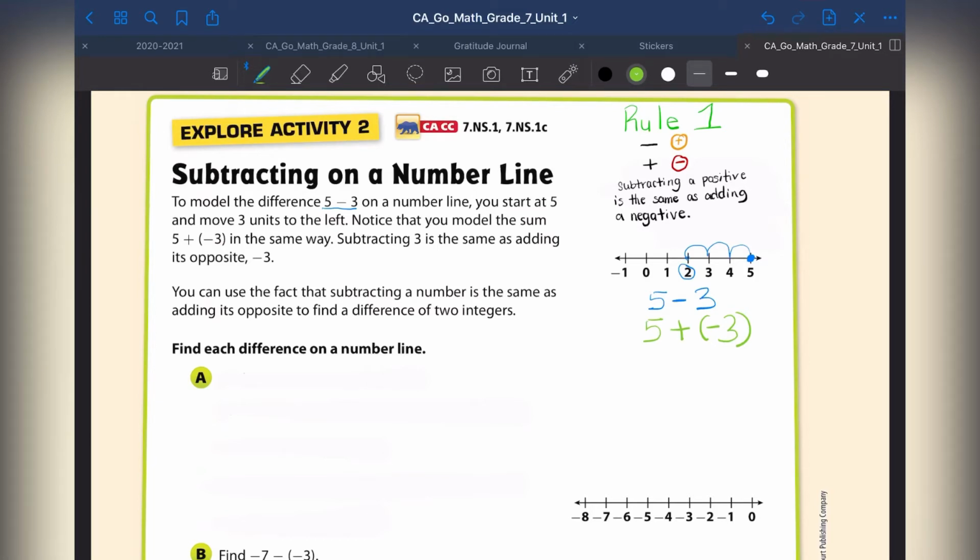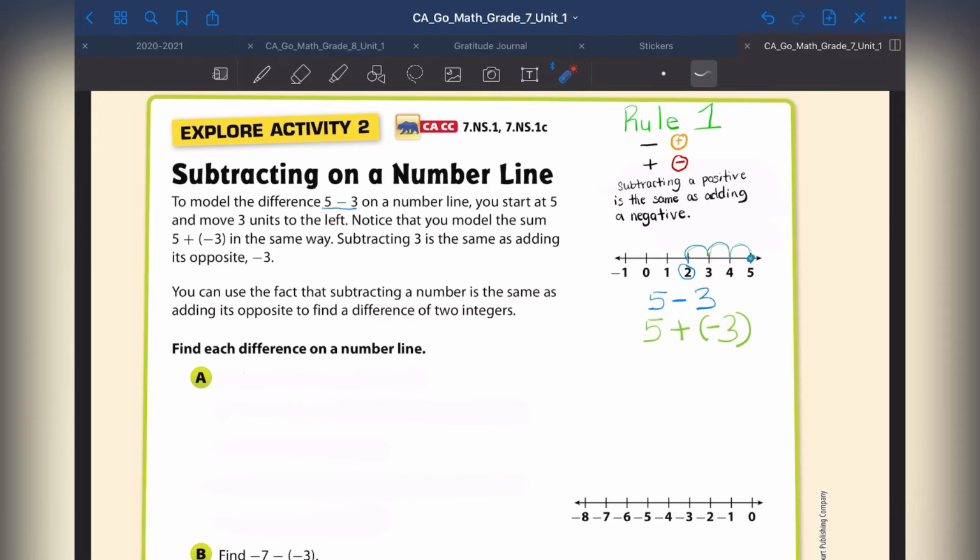So these two will give you the same answer. The first one was you start at 5, you take away 3, you end at 2. The second one says you start at 5 and then you add 3 negatives. 1, 2, 3, you still end at 2. So it's the same thing, just worded differently. Adding a positive is the same as adding a negative.